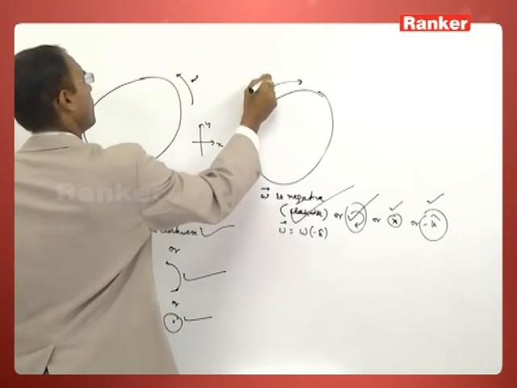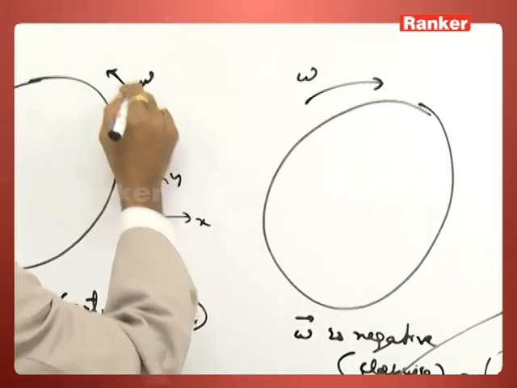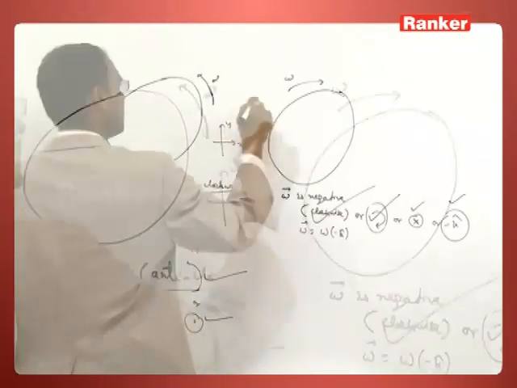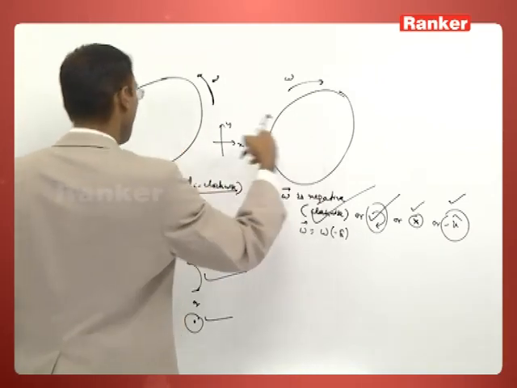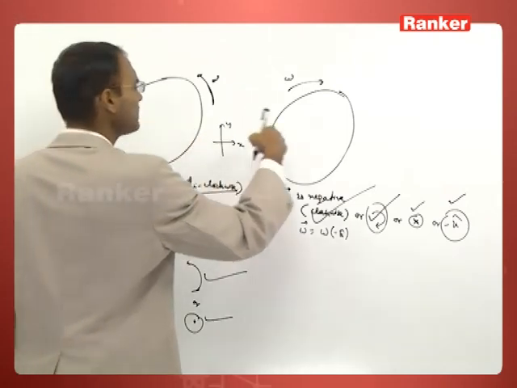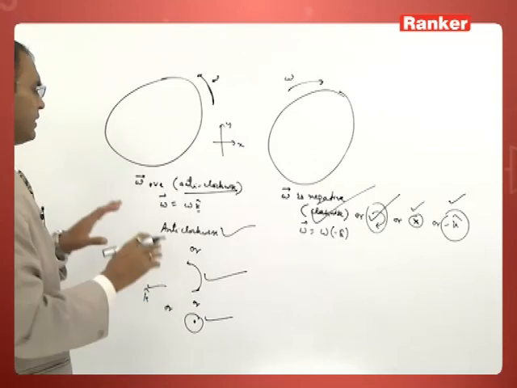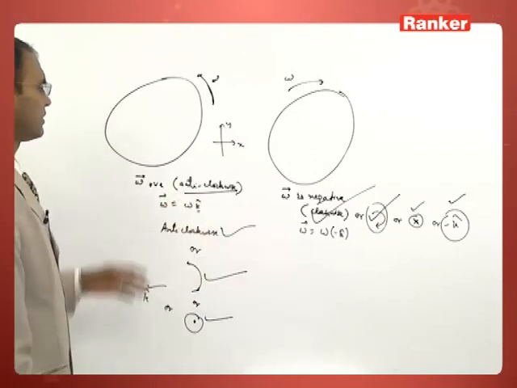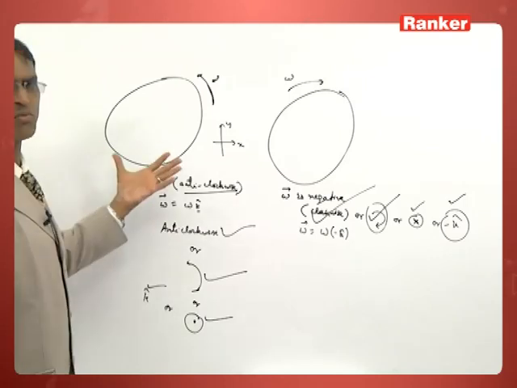So by giving the sense, you can write omega. Here omega is anti-clockwise, here omega is clockwise, or here it is outward, here it is inward, or here it is in plus k cap direction, here it is in minus k cap direction. And this is the clear-cut idea of the direction of omega.